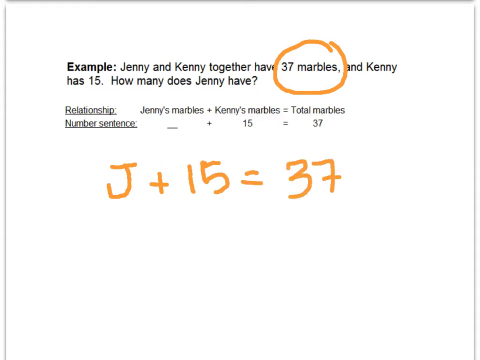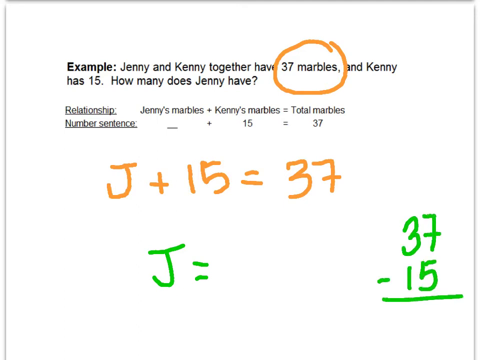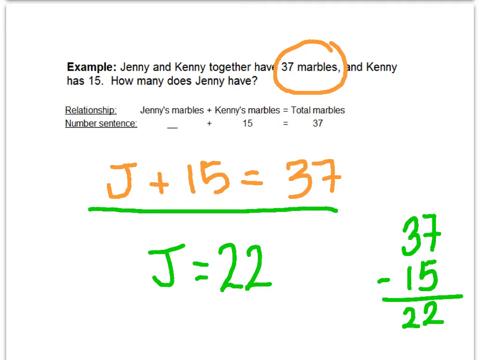You can now solve for J in order to figure out what the equation is worth. In order to do that, I can take 37 and subtract 15 from it to get J. I know that is going to be 22. So for this problem, J is going to equal 22 marbles. Remember though, we're writing an equation.